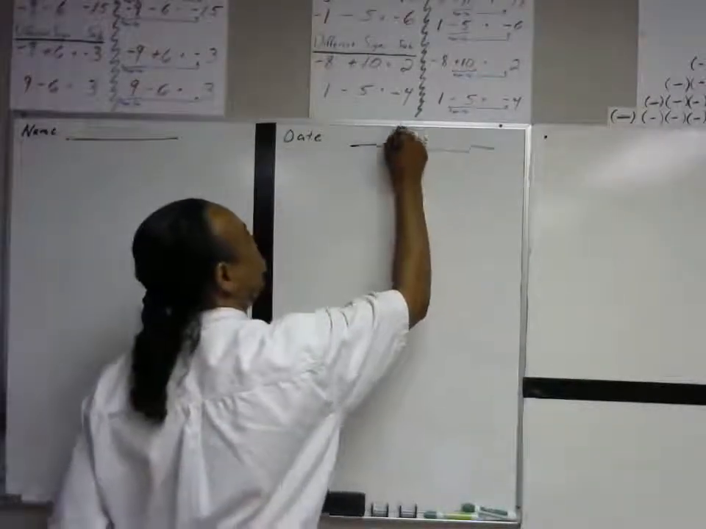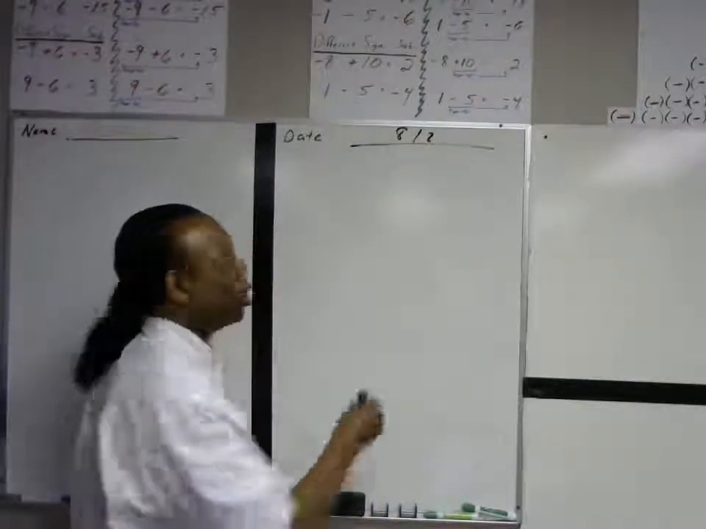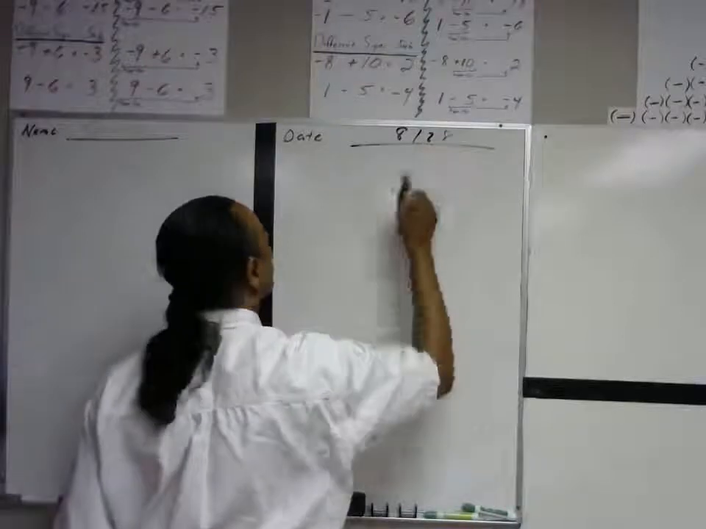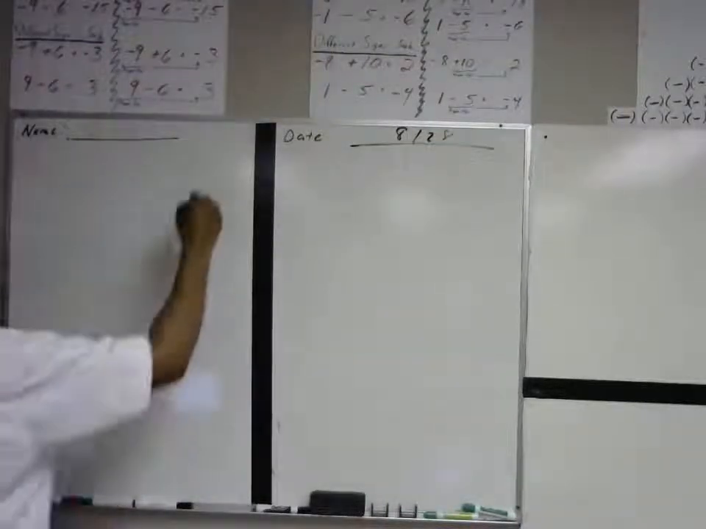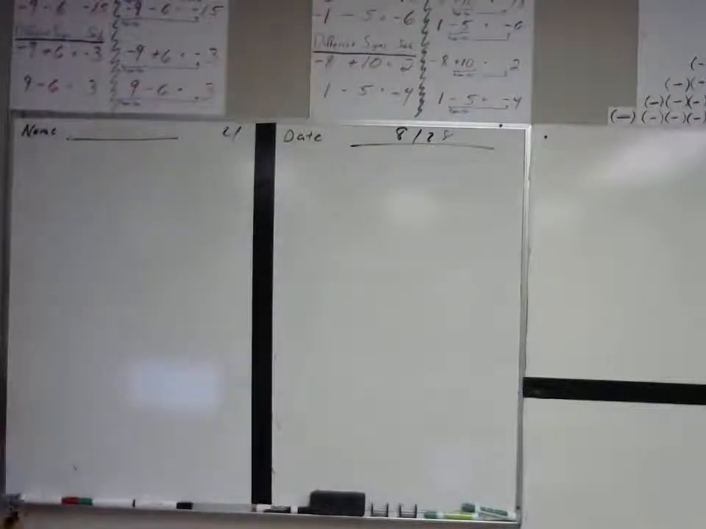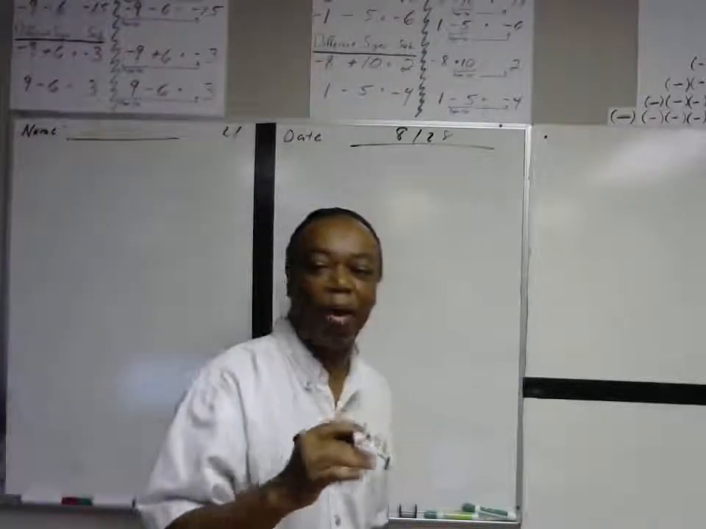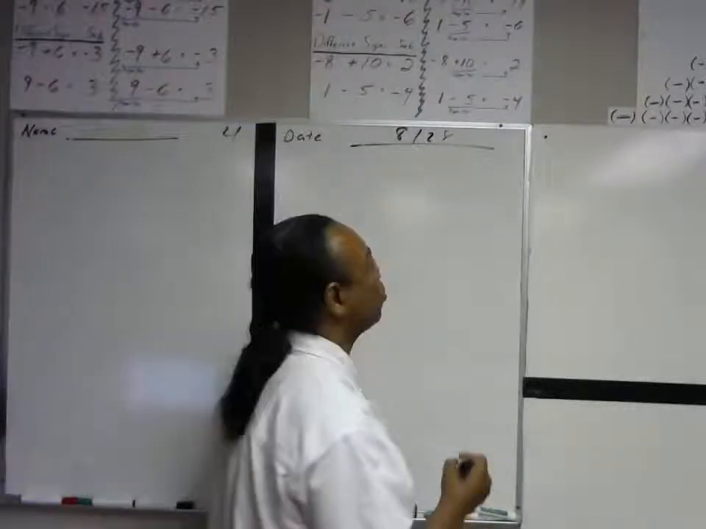Today's date will be 8/28. And your name goes on top of your paper, and this is number 4. This you do not have to write down, but I want to show you some square roots.